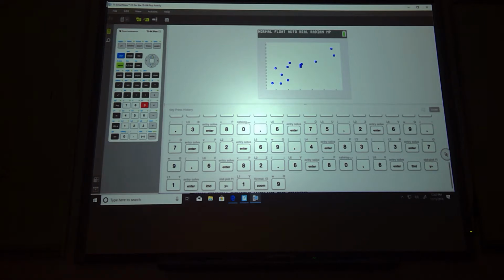Wait, what do I do after I do y equals second 1, enter? What do I press? Zoom. Where's Zoom? Yeah. So does everybody see it? Now what? Enter? I got a line.